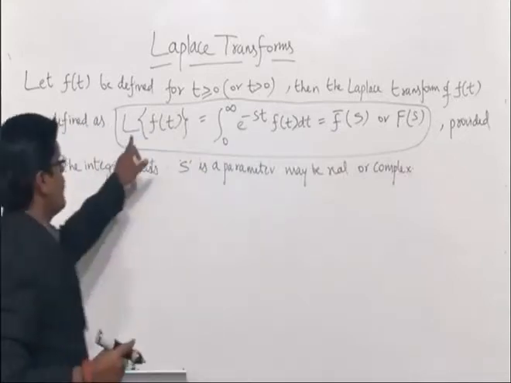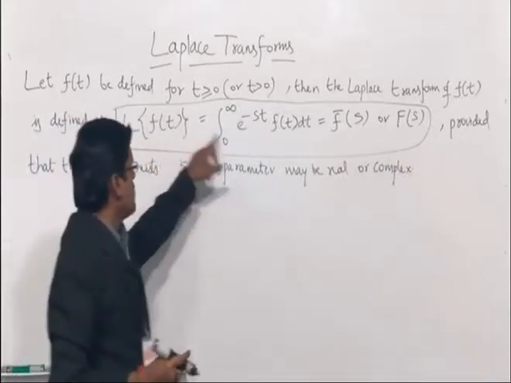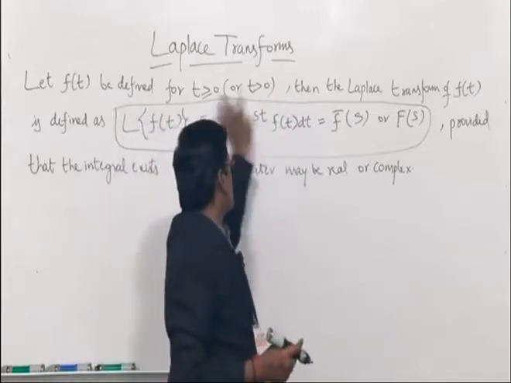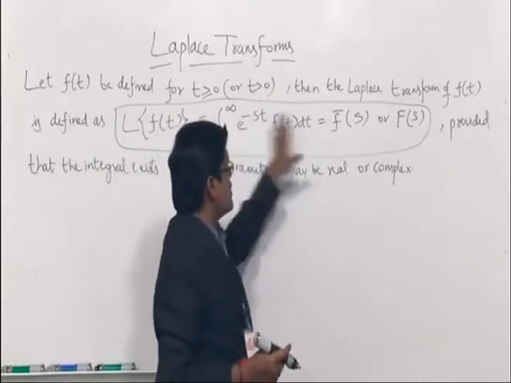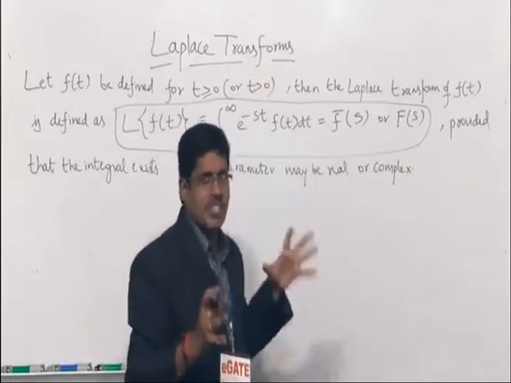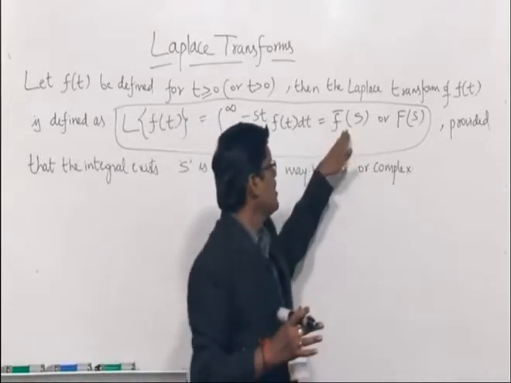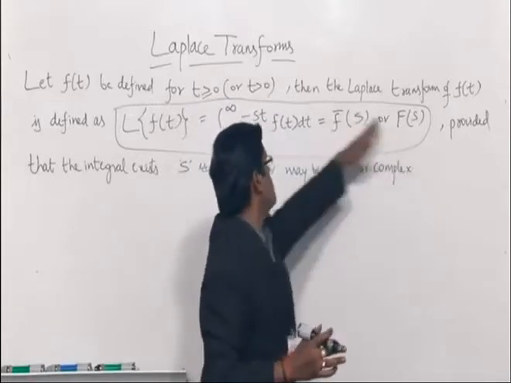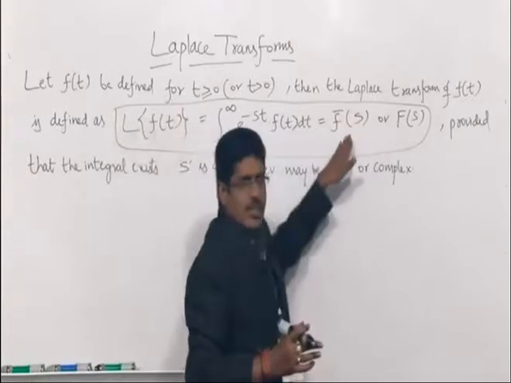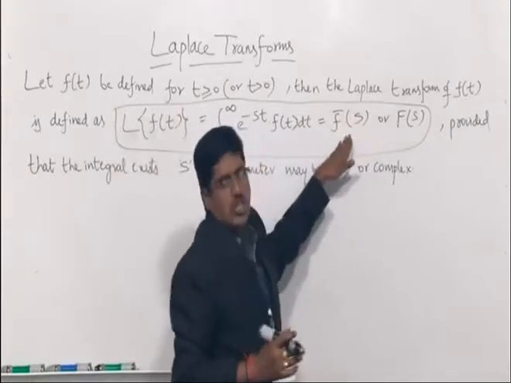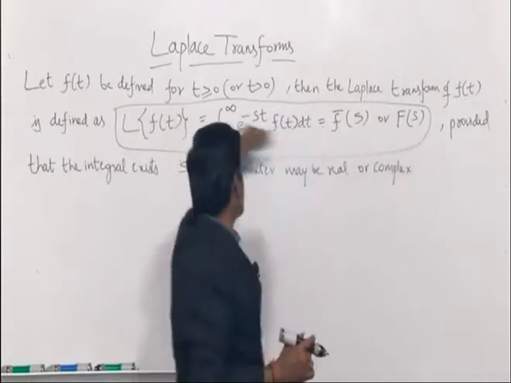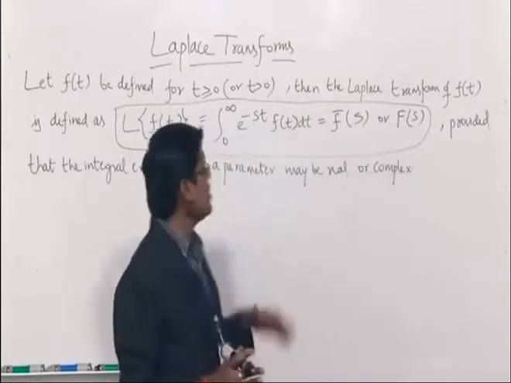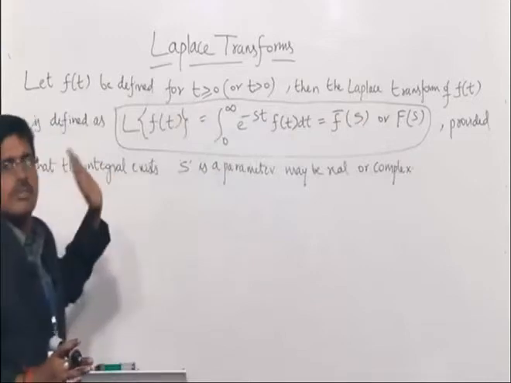See, L of f of t, the Laplace of f of t, is given by integral 0 to infinity e power minus st f of t dt. After integrating and substituting the lower limit and upper limit, it gives a term in s, a function of s, which we don't know yet, denoted by f bar s or capital F of s. To avoid confusion between capital F and small f, it is denoted by f bar s. Provided this integral exists, that is, the integral exists only for some s values, then only is this definition true.